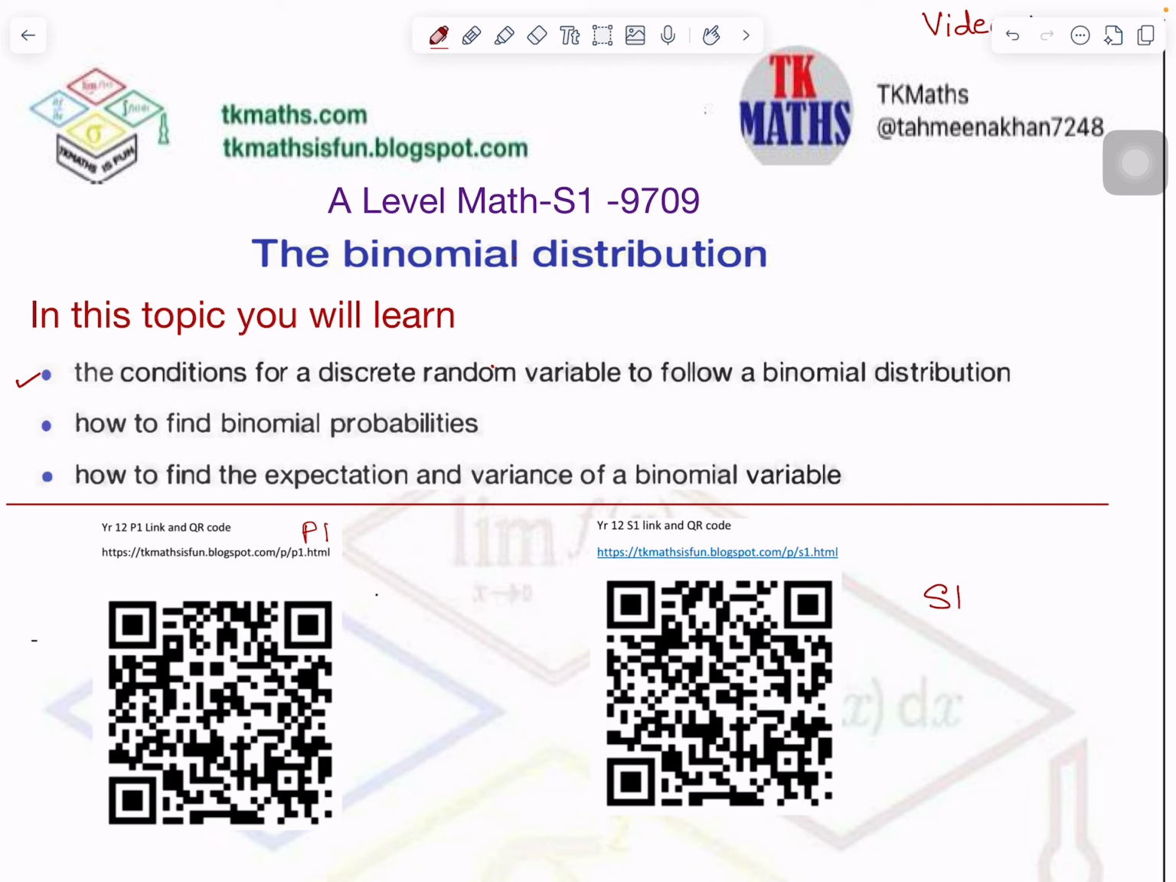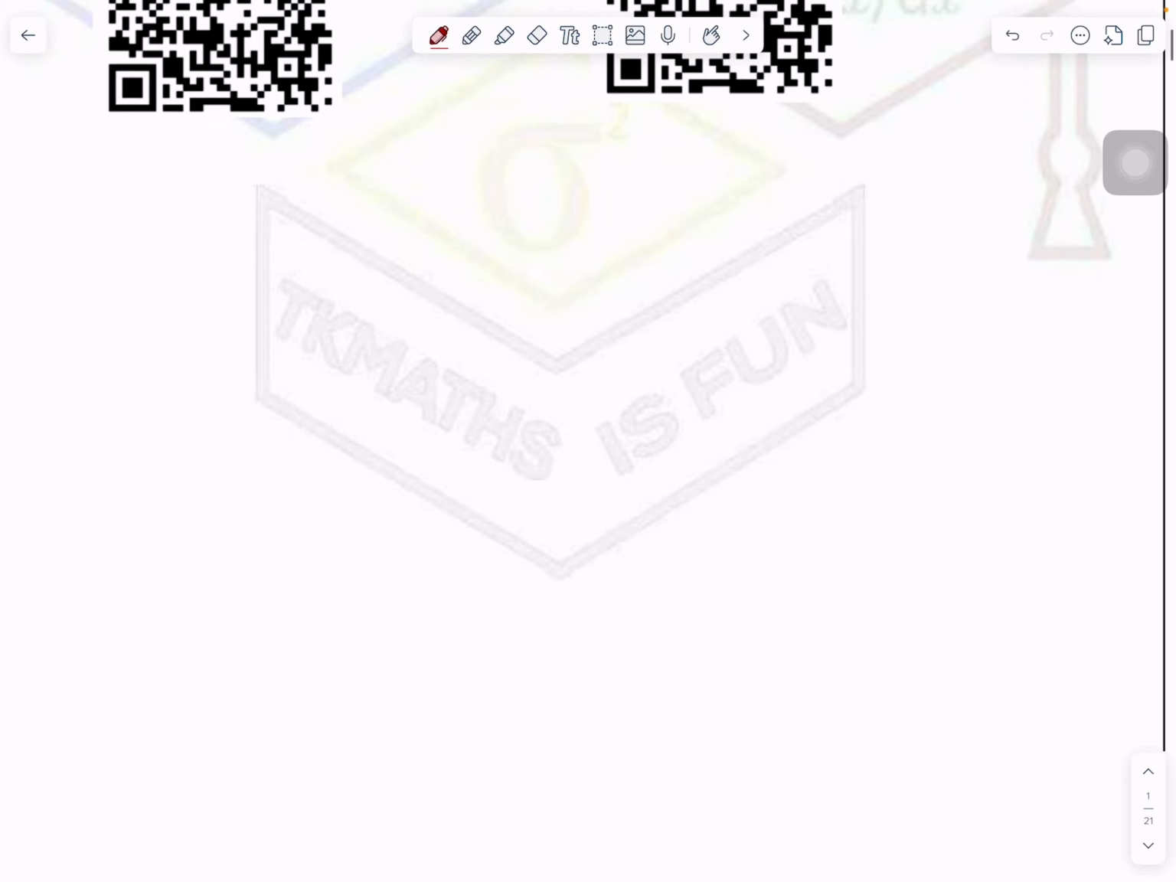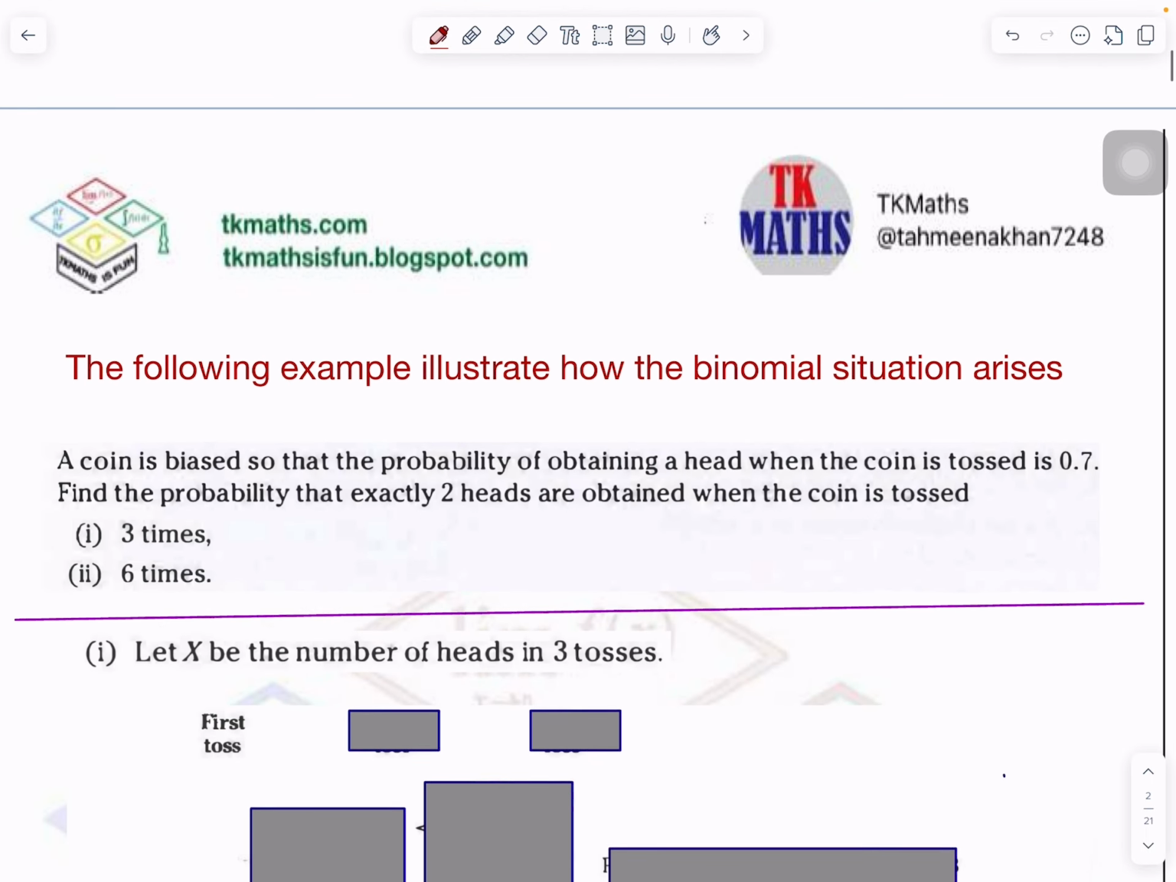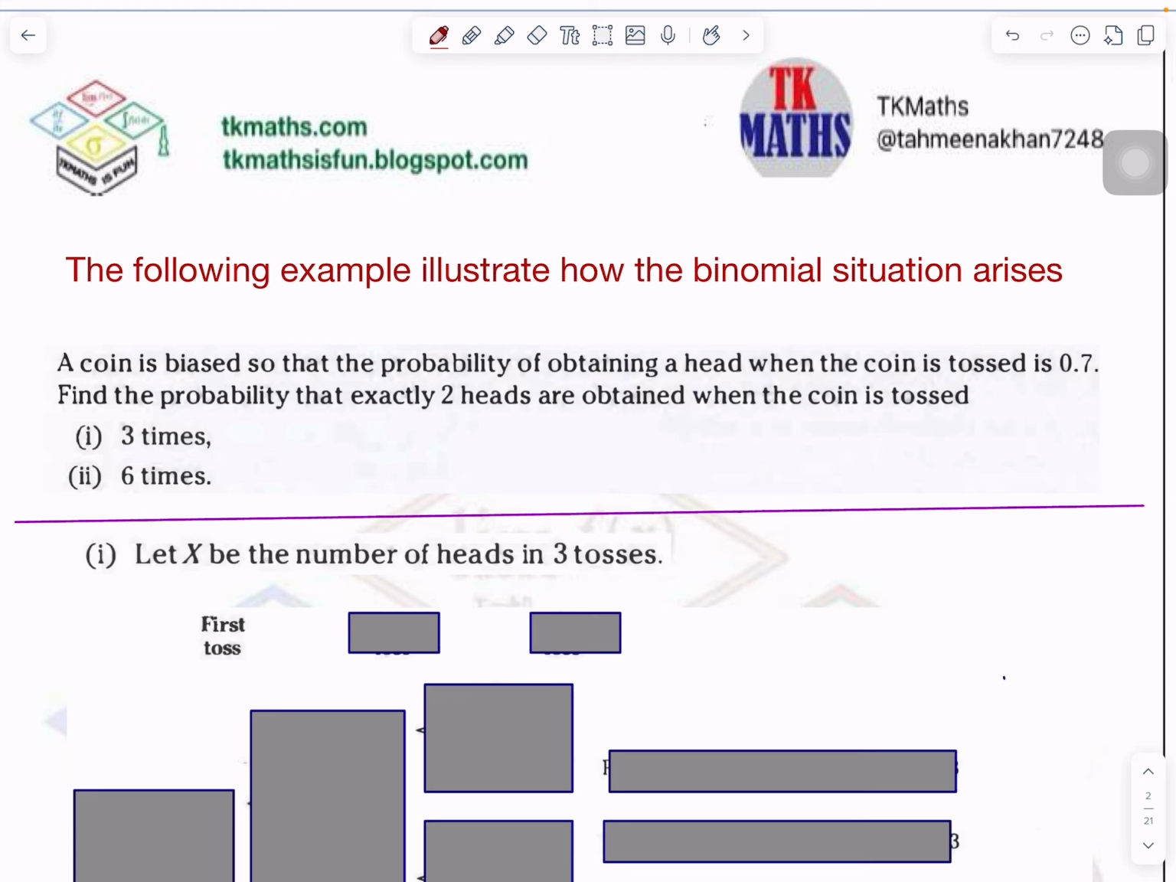Binomial distribution is a part of the syllabus of A-level mathematics S1, AS level. So what is a binomial distribution? To explain this, I will explain this tree diagram question to you, because then you can connect your understanding with year 11 maths. So a coin is tossed so that the probability of obtaining a head.